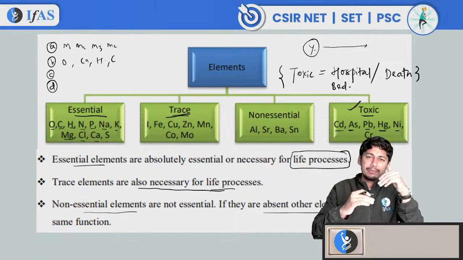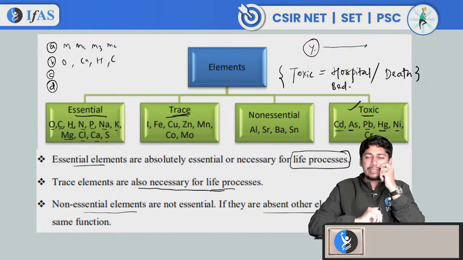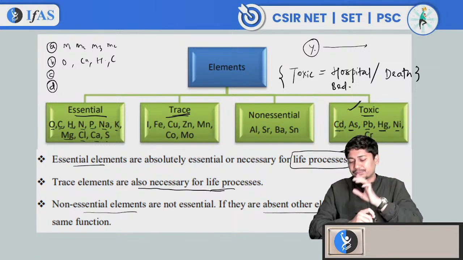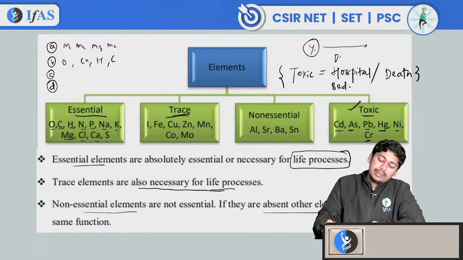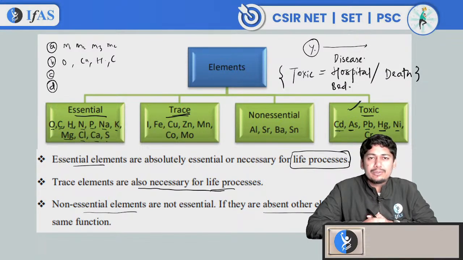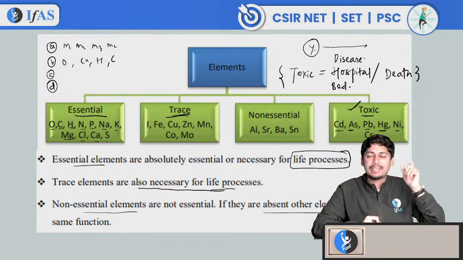If they are present in higher amounts than that, they can cause disease or even death. Hospital bed means disease. You might have heard the news that due to arsenic poisoning, mercury poisoning, or lead poisoning, a certain number of people were admitted to hospital, and now they are out of danger. You might come across these kinds of news.